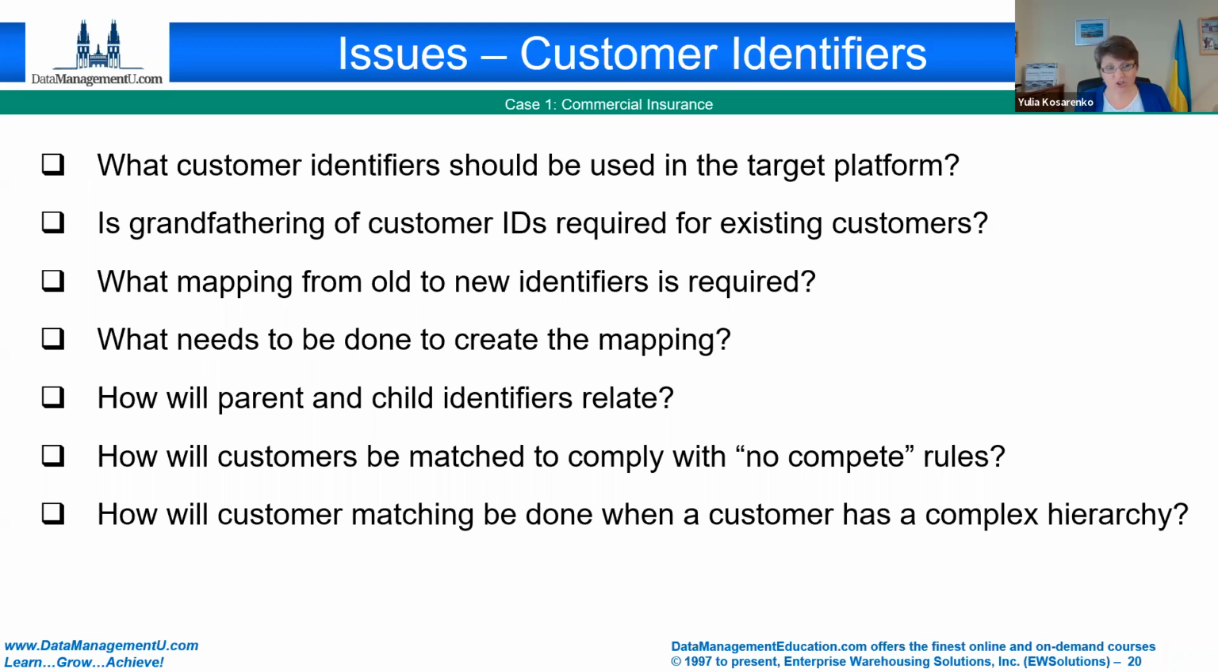So with these issues now, we asked more questions, right? What customer identifiers should we use in the target platform? Do we keep existing ones? Do we keep one from company A and convert company B? Or do we come up with completely new identifiers? And in each case, what does it mean and what kind of mapping needs to be supported? Do we need to maintain some kind of grandfathering? What would be the mapping? What needs to be done to create the mapping? How will we identify these parent and child relationships? And all of that really comes down to, how do you know which are the same customers, which are different customers, and where we are not allowed to compete, and so on. So these were some hefty questions.